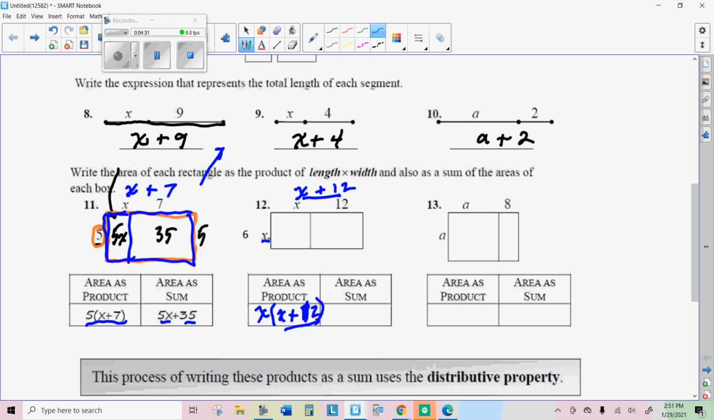Now, if I want to find the area as a sum, I would represent each of these areas, multiplying their length and width. So x times x, remember that will be x to the second power. And then we're going to do x times 12, which we do 12x.